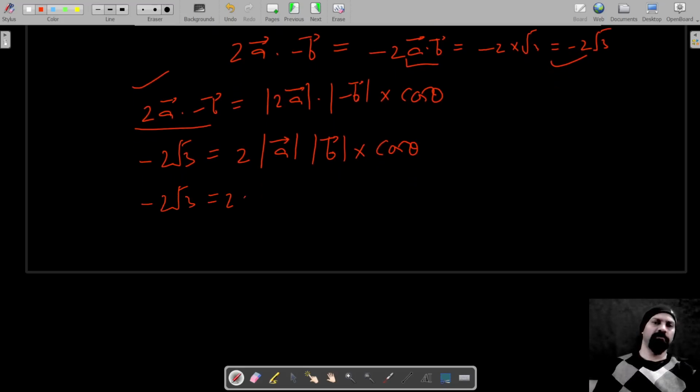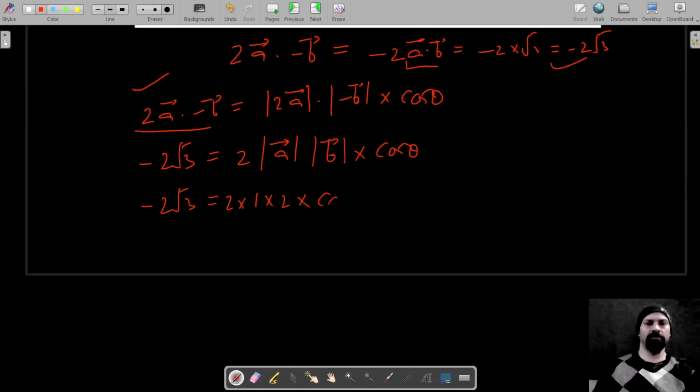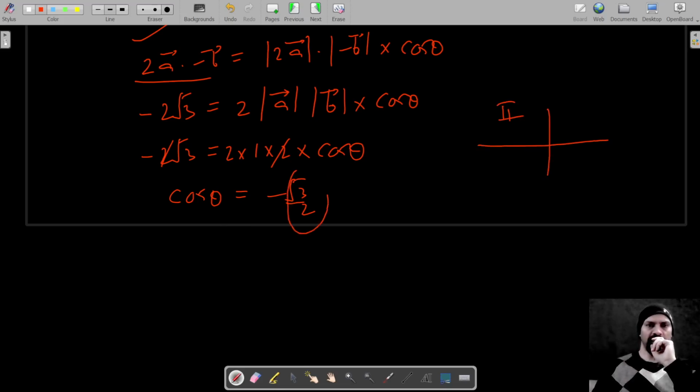Now let's substitute these values. Magnitude of A vector is 1, magnitude of B vector is 2. So 2 and 2 get cancelled, and finally we have cos theta is negative root 3 by 2. So we know that cos is negative in the second quadrant, and for cos 30 it's root 3 by 2, so the angle is 5π by 6.